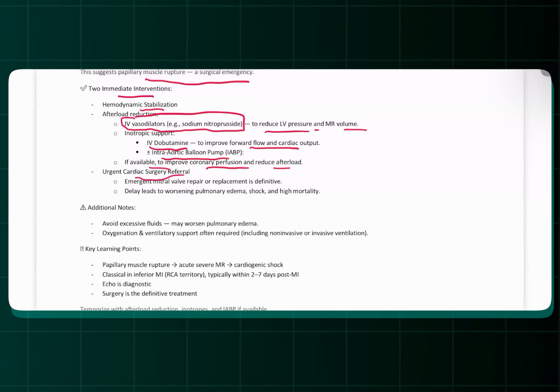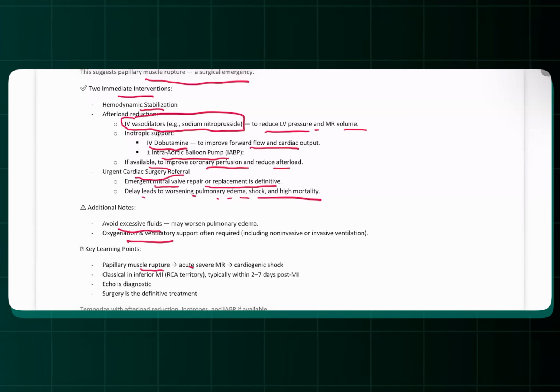Urgent cardiac surgery referral. You don't have much time. Emergency mitral valve repair or replacement is definitive. Delay leads to worsening pulmonary edema, shock, and very high mortality. Avoid excessive fluids. The moment you give fluids to resuscitate this patient to get some BP up, this patient is going to go down the hill. Oxygenation and ventilatory support are essential. Usually put them on that.